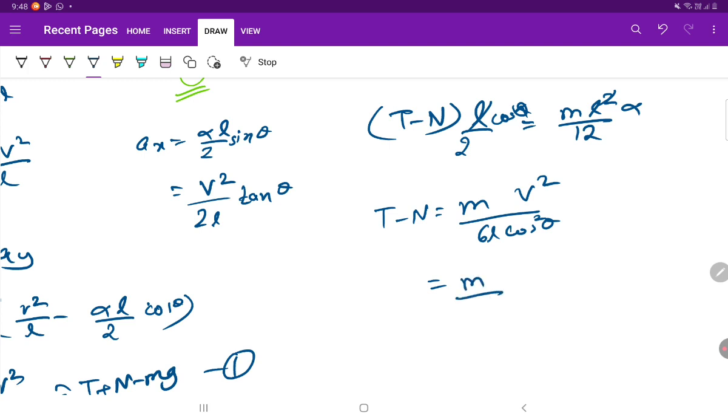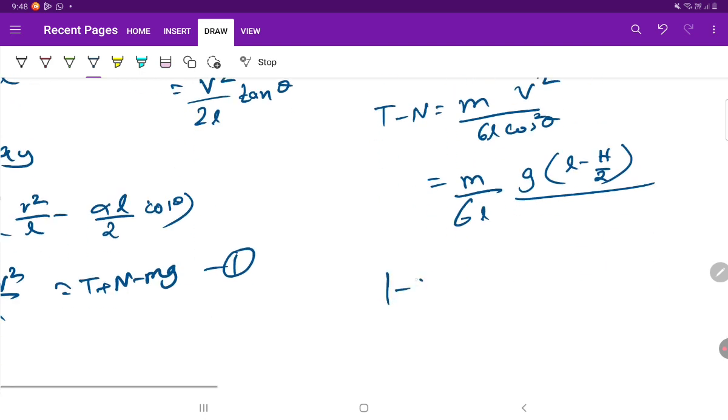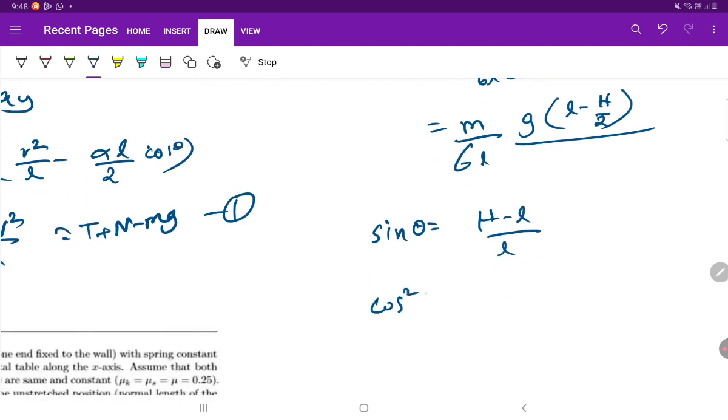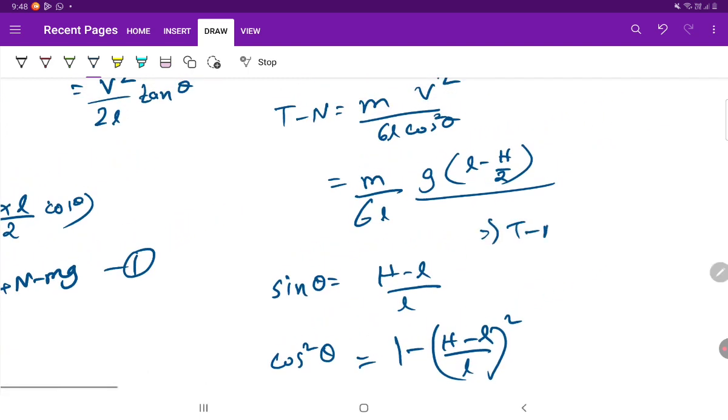We already derived the value of v square. It will come out to be g into L minus h by 2, upon cos square theta, which can be written as 1 minus sin square theta, and sin theta equals h minus L by L, and cos square theta can be written as 1 minus h minus L whole square by L whole square. If you substitute those values, you will get the expression coming out to be T minus N equals mgL by 12h.